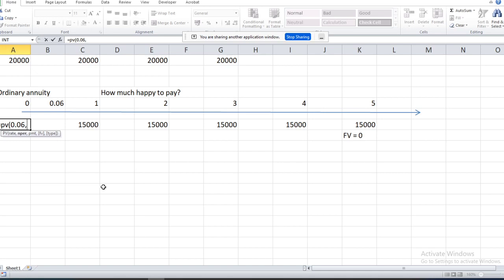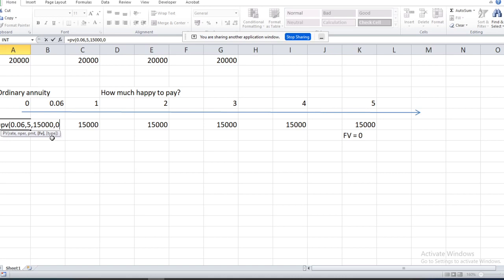Comma, for number of periods, we have 5. Comma, for PMT, we have positive 15,000. Comma, for FV, we have 0. And now we're not going to ignore this one more hint over here. Come a bit closer to the screen if you cannot see it, but it says type. It's a very small thing over there. What it refers to is the type of annuity. Is it a regular annuity or is it annuity due?